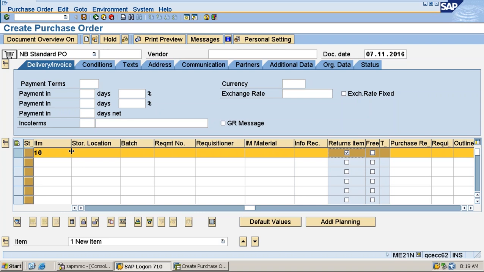When you want to raise a return PO, it's the same T code, you go there, but for that particular item you maintain this returns item. You activate this and it will become a return PO. That means this item is going to be returned to the vendor. This is the header data, and this is the item data of this particular purchase order. Here you'll be giving the vendor details, then the purchase order number and all these things.